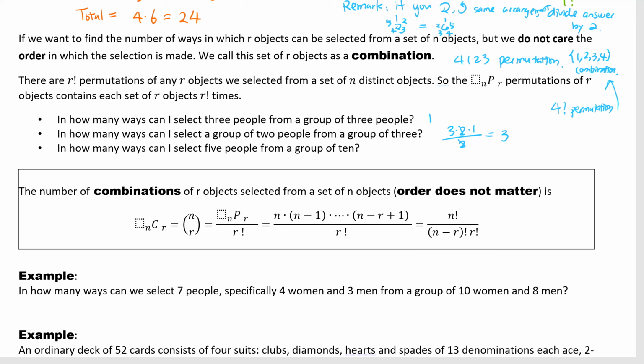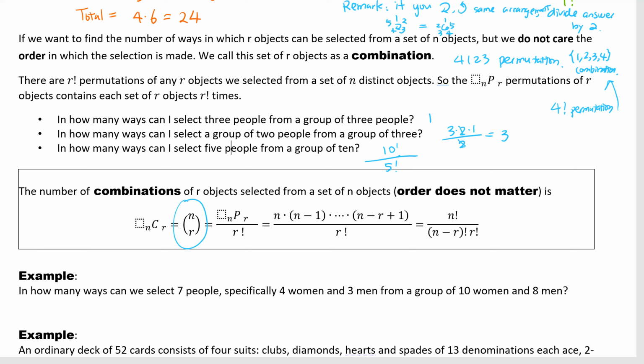All right, next. In how many ways can we select 5 people from a group of 10? Okay, first, what is the total number of permutations? 10 factorial. Then within those permutations, for each set of 5 people, there are 5 factorial permutations that represent the same thing. So that's why we divide by 5 factorial. In general, the number of combinations of R objects selected from a set of N objects, order does not matter, equals combination N choose R.